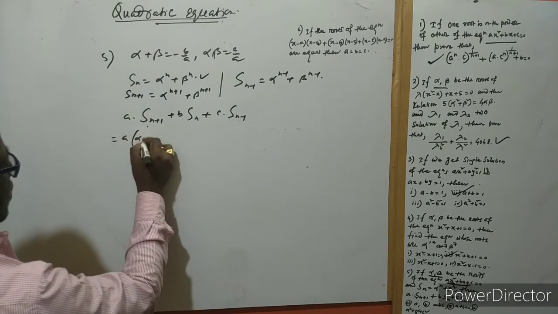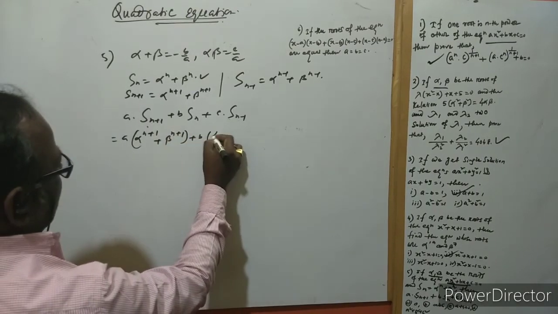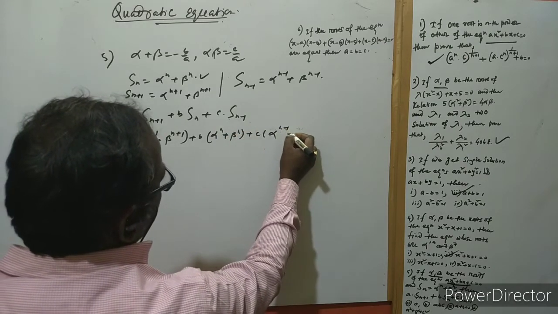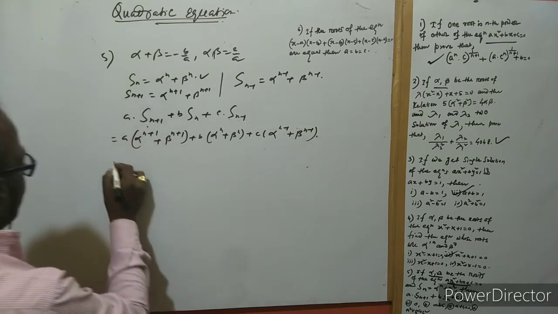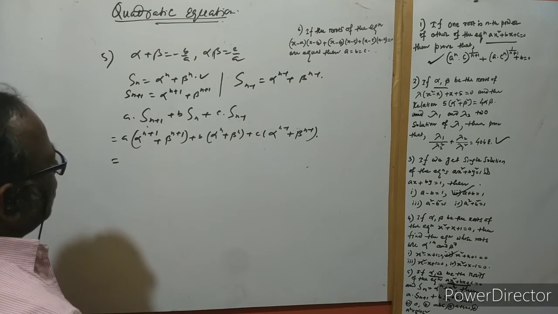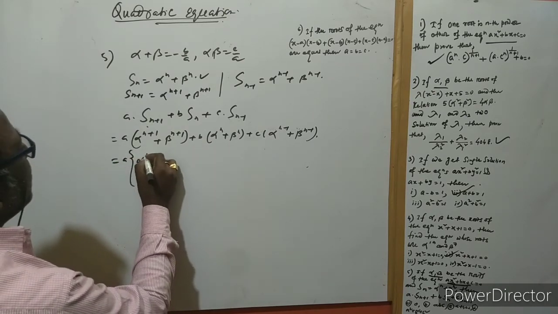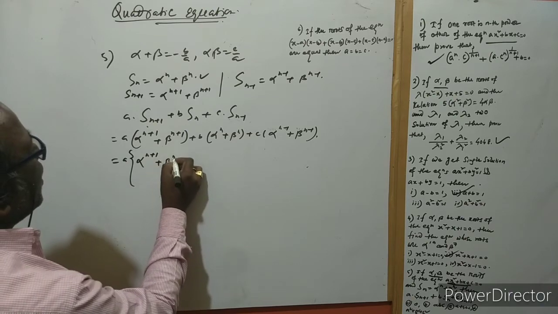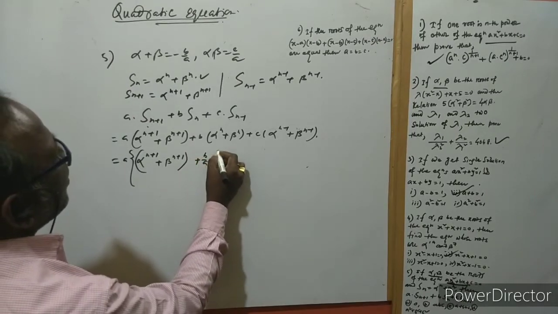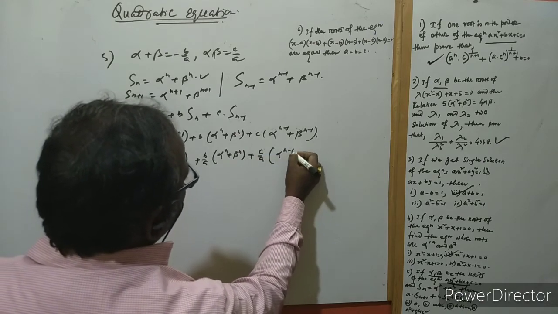S(n+1) is equal to alpha to the power n+1, beta to the power n+1, beta into Sn. Sn means alpha to the power n and beta to the power n, C into alpha to the power n-1 and beta to the power n-1. Now we have taken common A on all the sides. So this is alpha to the power n+1 and beta to the power n+1 in the first bracket, and this is B by A, alpha to the power n and beta to the power n, and this is C by A, alpha to the power n-1 and beta to the power n-1.